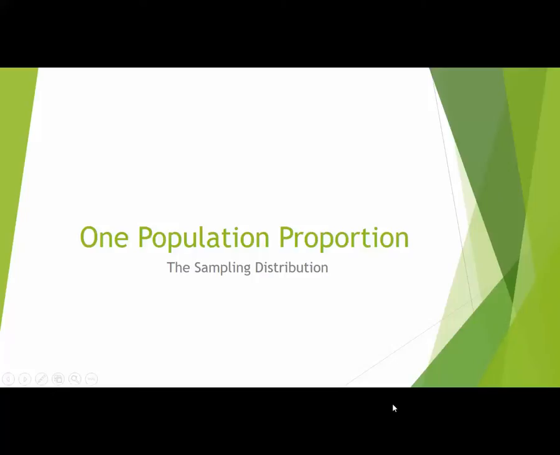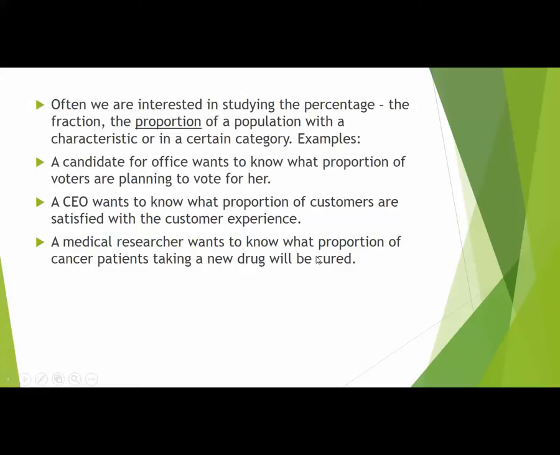In this screencast, we're going to talk about what's called the sampling distribution of one population proportion. So often we're interested in studying the percentage, the same as the fraction, the proportion, which is the language we use, the proportion of a population with a characteristic or in a certain category.